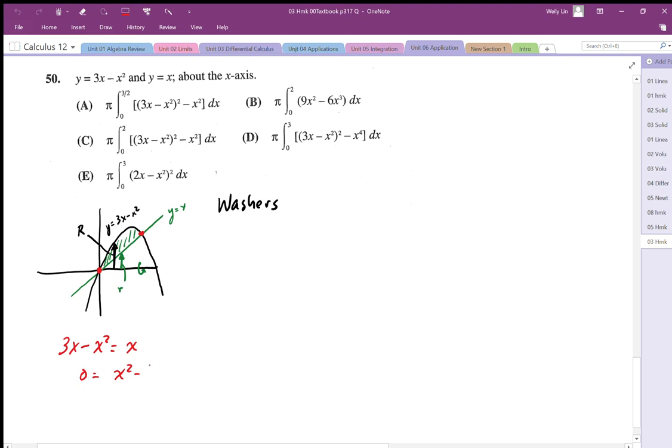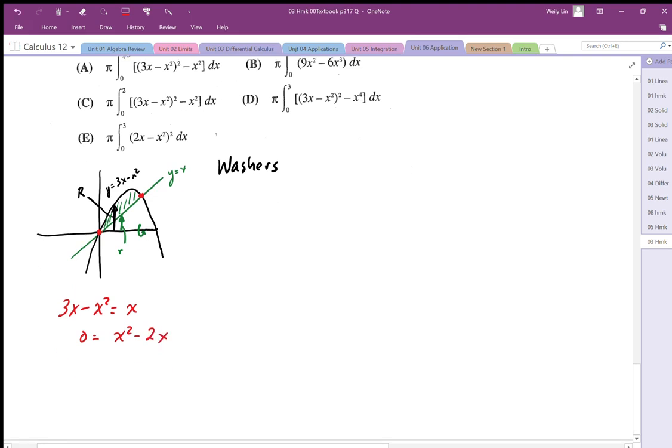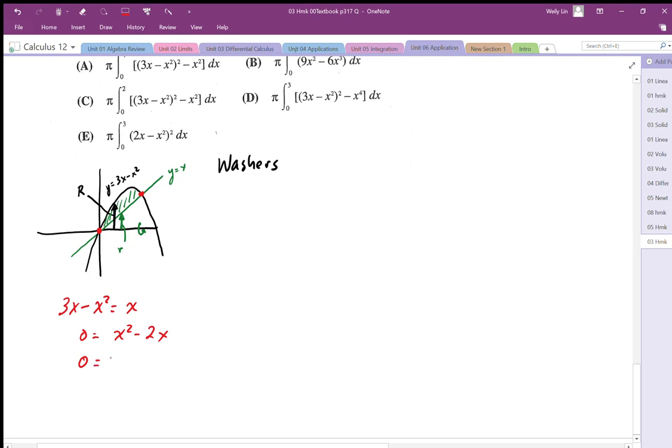Minus 2x equals 0, and then my intersection points are going to be at x equals 0 and x equals 2. So that's going to be my intersection point. Those are the red dots there, and they represent the bounds of my integration.